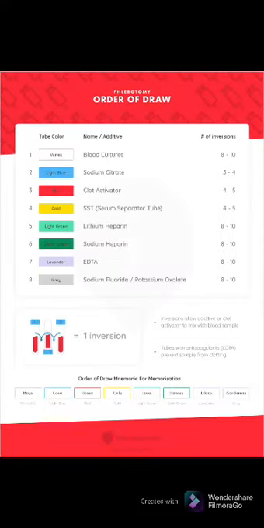Order of draw for venipuncture procedure. Coagulation tubes, light blue. Serum tubes without clot activator, red. Serum tubes with clot activator, gold. Heparin tubes, green. EDTA tubes, pink and lavender or purple, and gray tubes, oxalate fluoride.